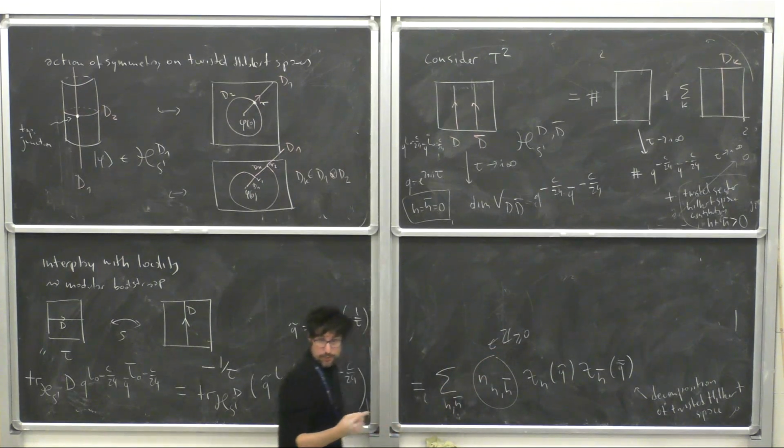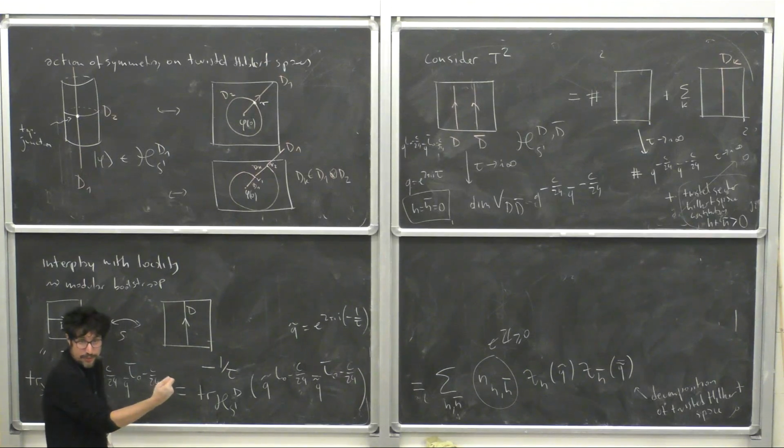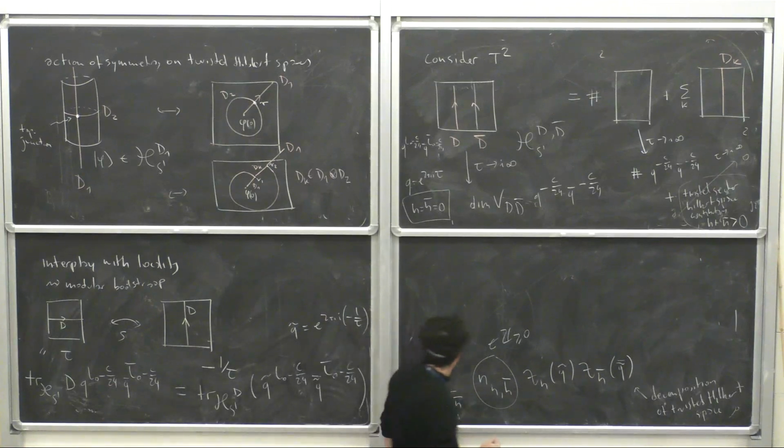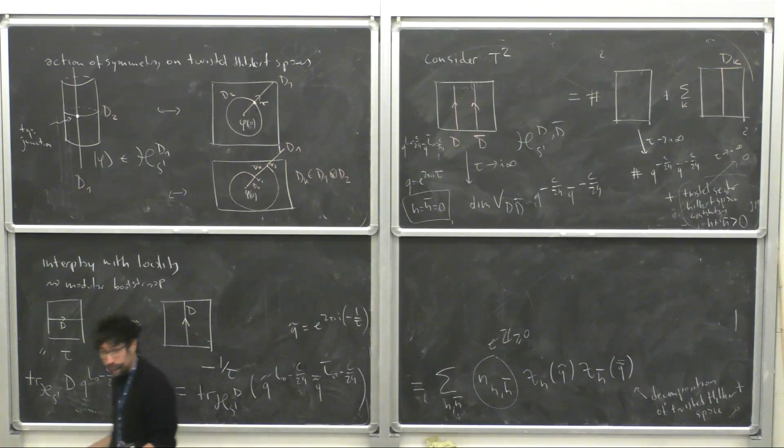Positive integers, because they represent the multiplicity of a module of an irreducible representation in the decomposition of this vector space. This is why this is a very powerful equation. So let's see what happens in the Ising model.